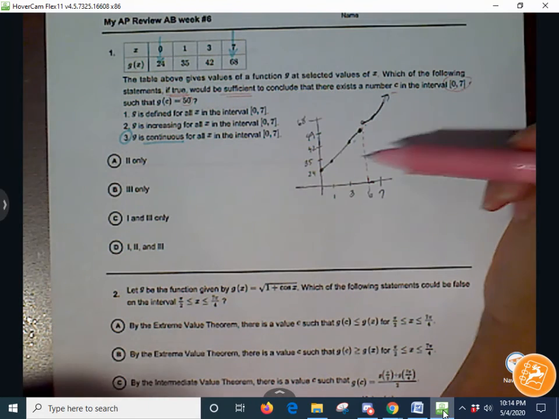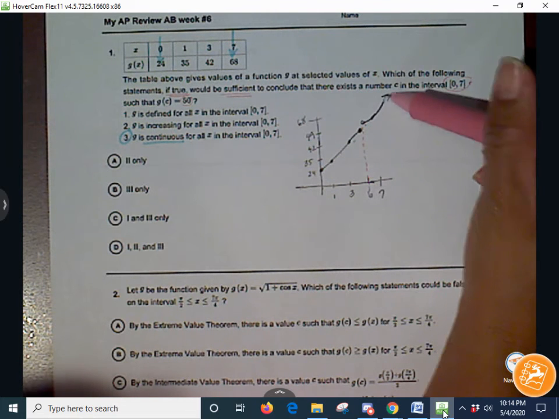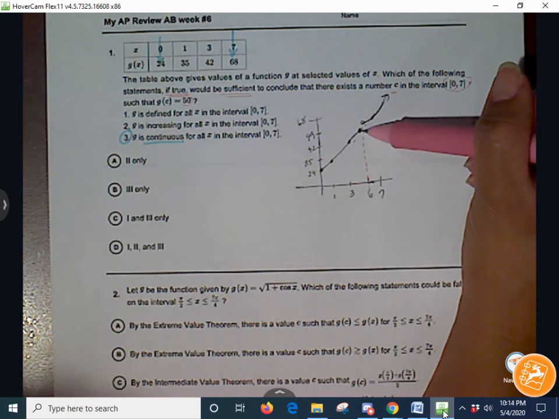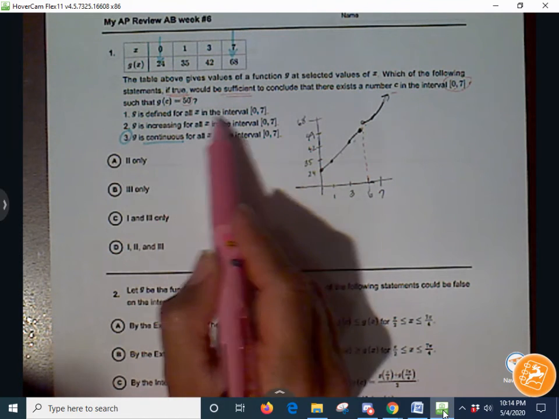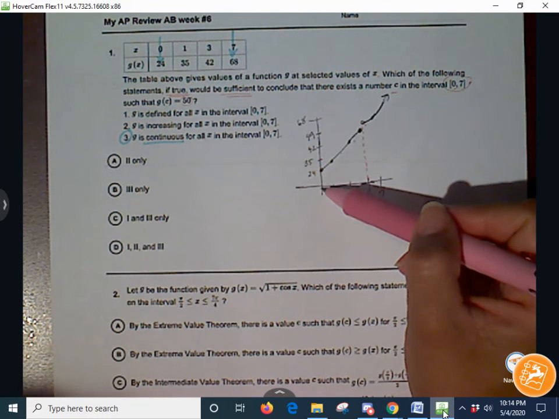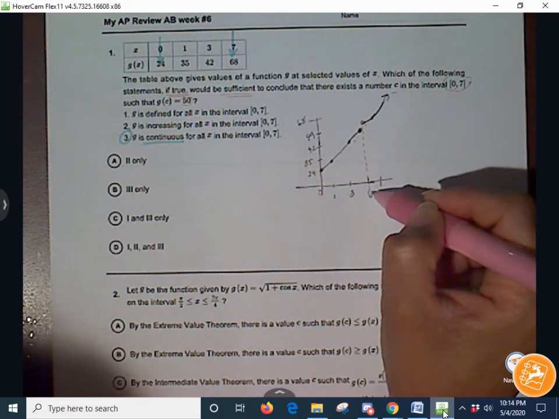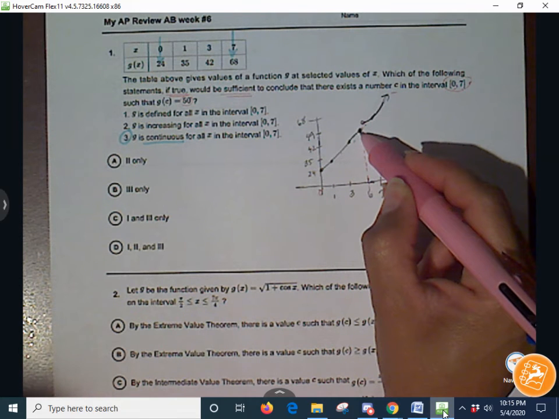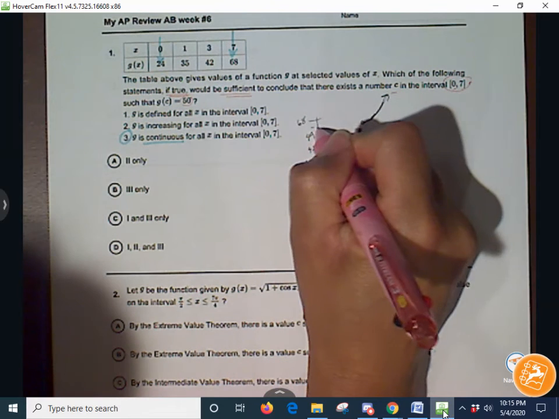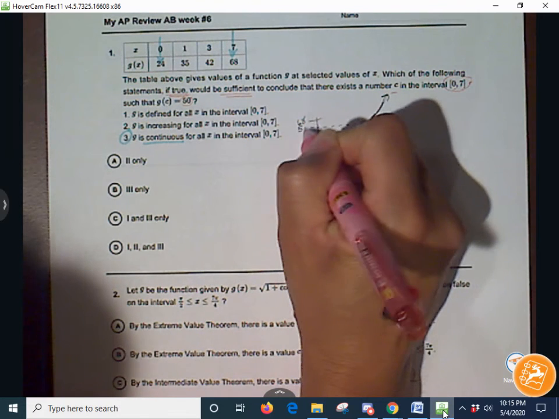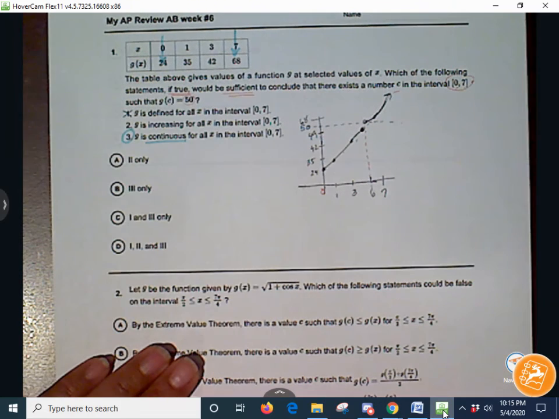Now, if you look at this, all of my x's have a y value. There is a jump discontinuity at 6. So, for this function, g is defined for all x on the interval, because on the interval from 0 to 7, all my x's have a y value, including 6, even though there is a jump discontinuity. But did I skip 50? Yes, I skipped 50. So that means that this cannot be one of them.